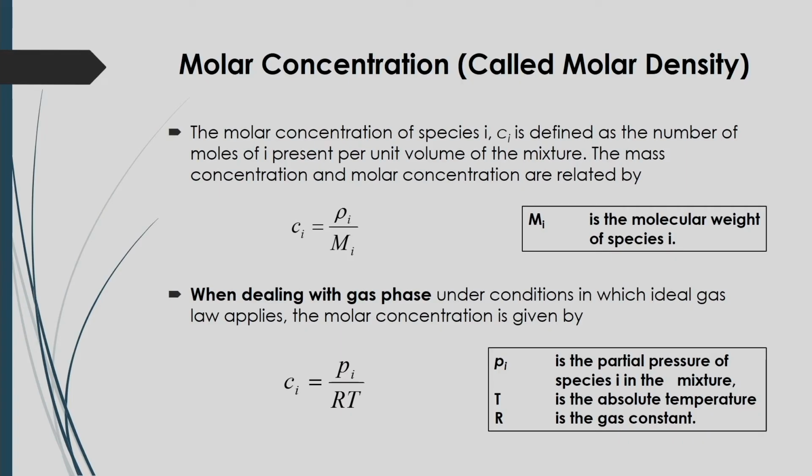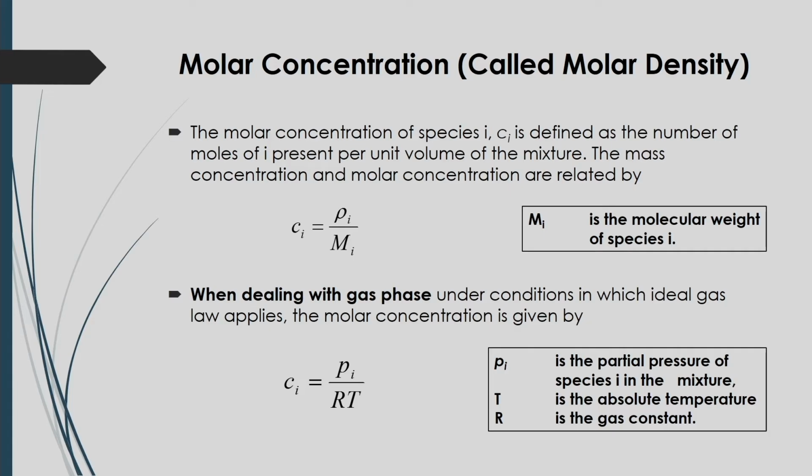Similarly, molar concentration can also be described for that mixture. In that case it is called molar density. The molar concentration of species i is generally denoted by small c. So c i, the molar concentration of component i, is defined as the number of moles of i present per unit volume of mixture.